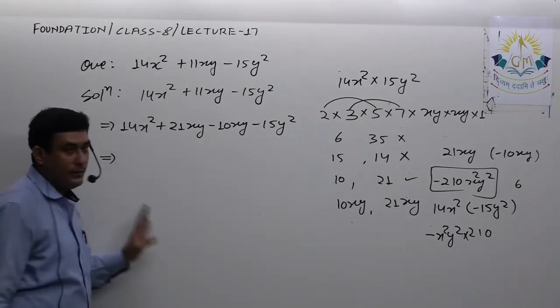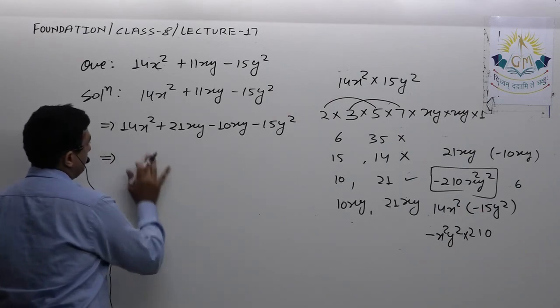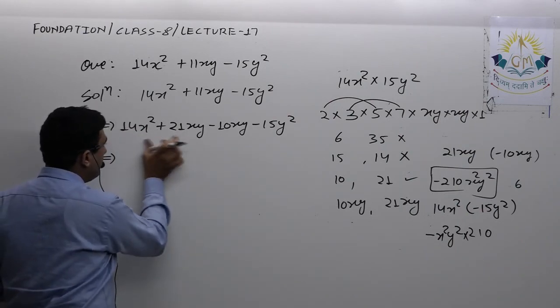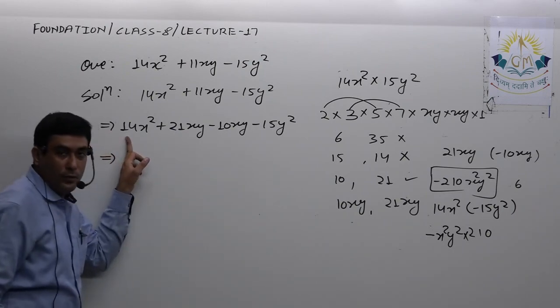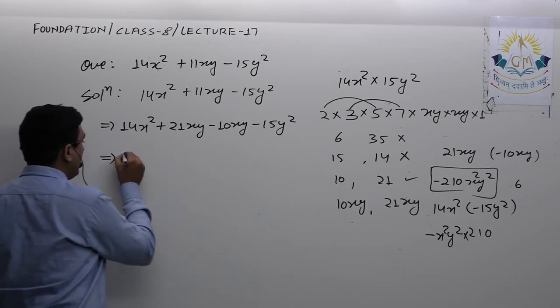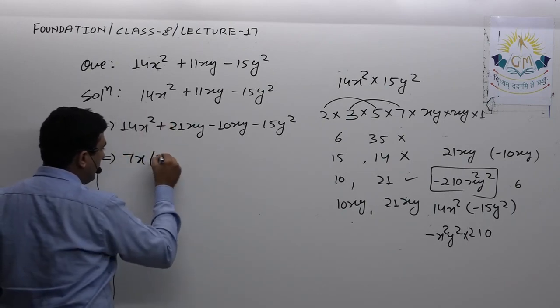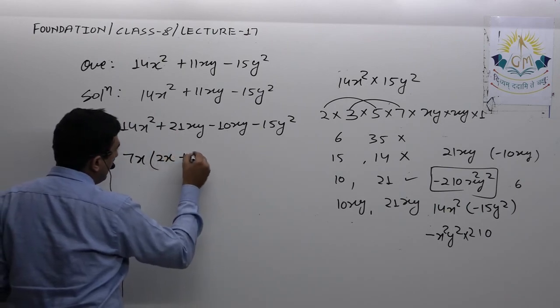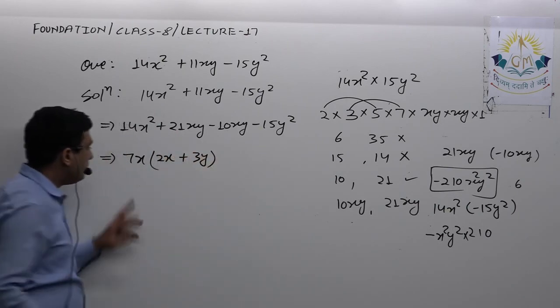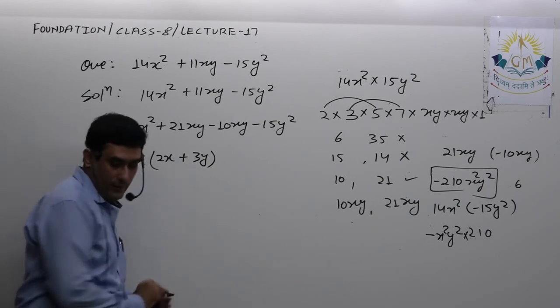Now the only thing left is what to take common or how to take common. So here definitely we can find x is there. Now 14 is 2 into 7, 21 is 3 into 7, isn't it? So that means I can take 7x common. So when I take 7x common, I will be left with 2x over here and 3y over here. 7 2s are 14x square, 7 3s are 21xy.